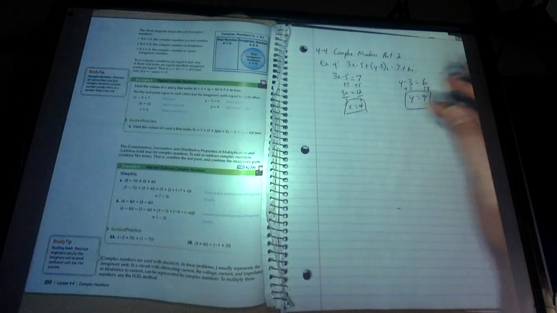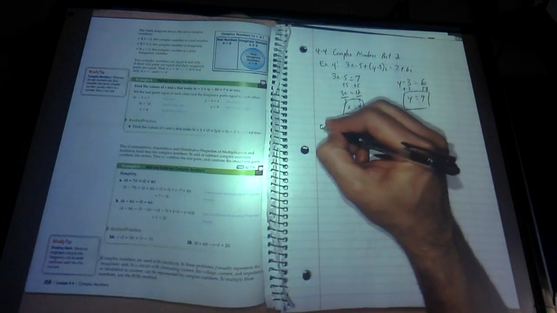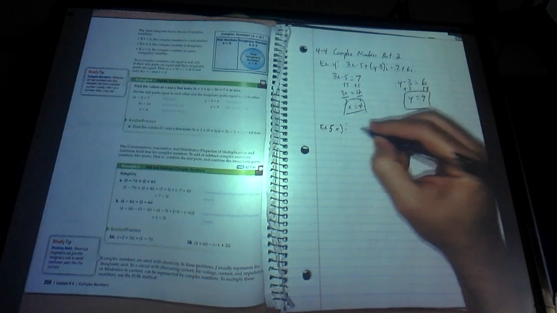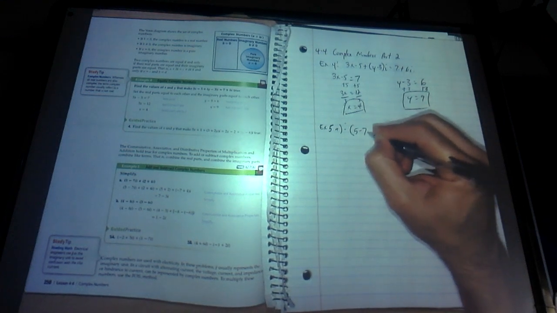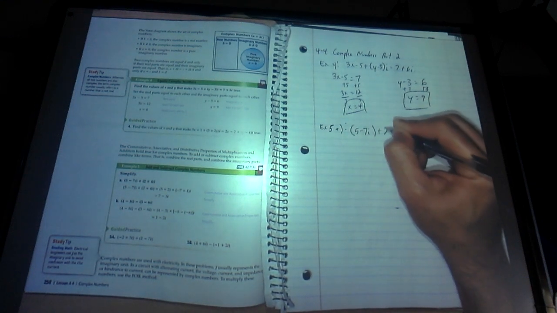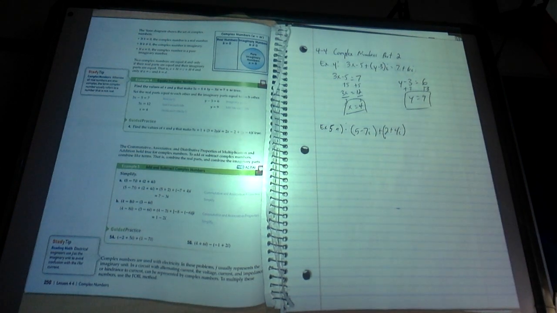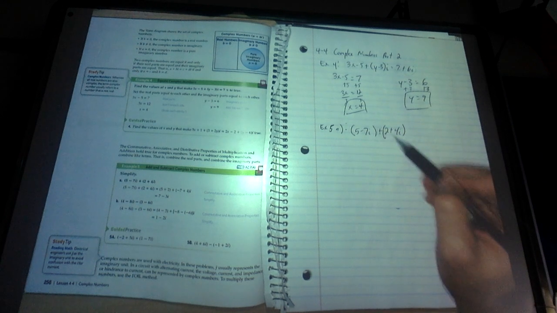All right, let's go down and look at simplifying complex numbers. We're at example 5 now, part A. It says 5 minus 7i plus 2 plus 4i. They're going to write your imaginary factors in parentheses, which is fine. When you do the math, it's really, really simple.